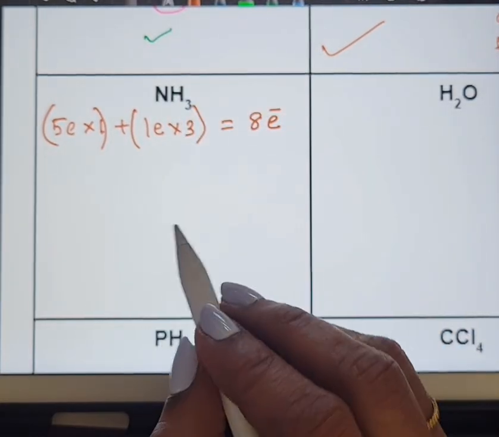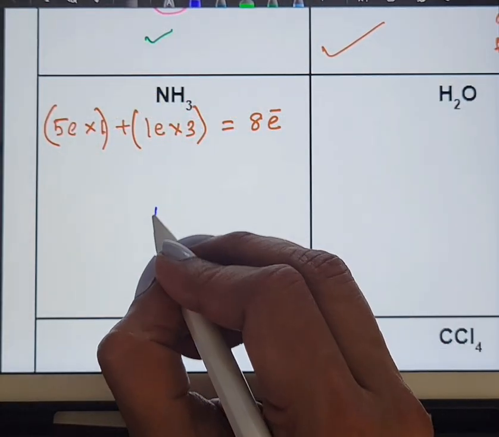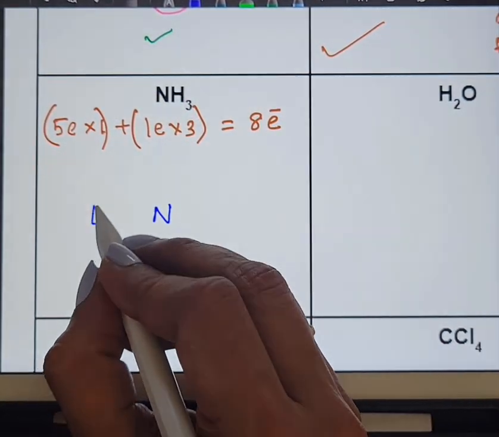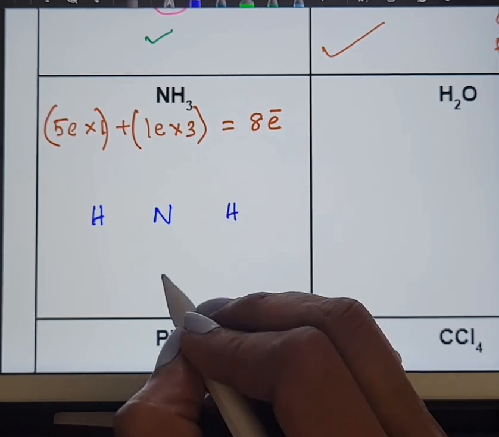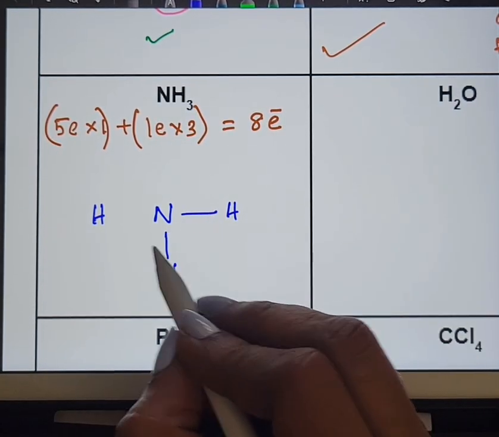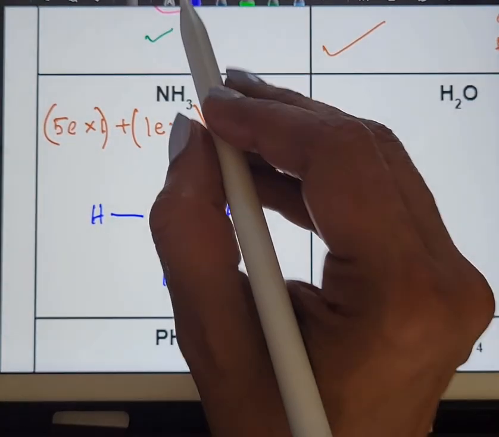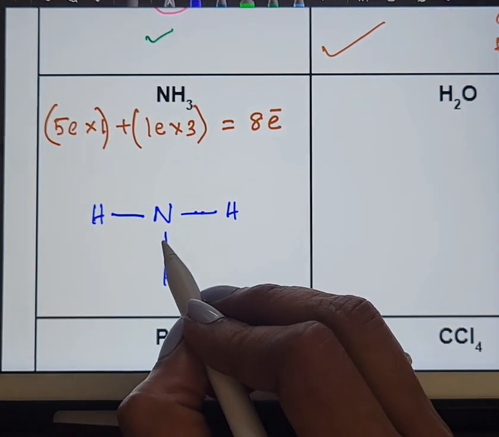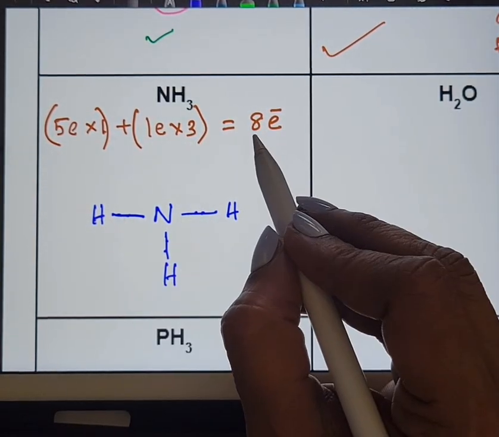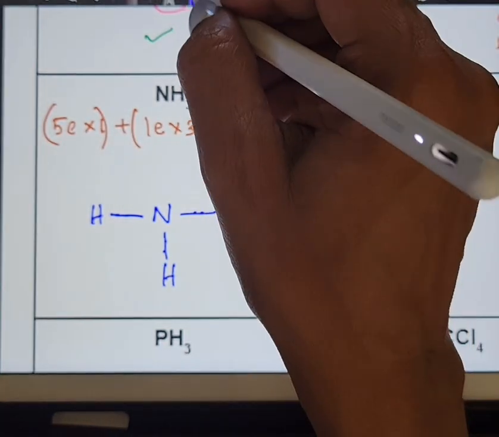Then decide the central atom. Hydrogen will never come in the center. So nitrogen in the center, write nitrogen. And there are 3 hydrogens, write hydrogen around it. Then draw single bonds. Now we have to check how many electrons we have remaining. So here we used 1, 2, 3, 4, 5, 6. So we have 2 electrons remaining, okay.